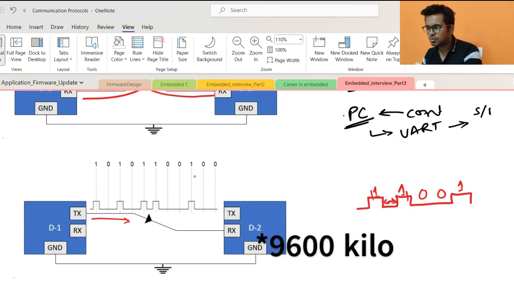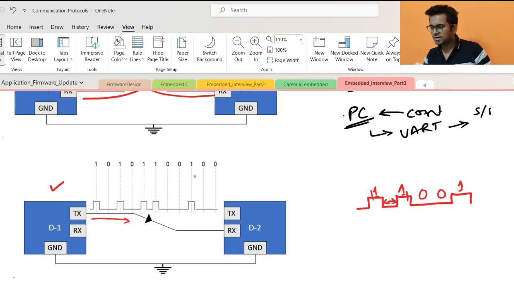And both the devices will be at the same baud rate, both of them will be working at 9600 baud rate, otherwise the data will never get matched. At that time, you know at what interval you will be receiving data. So you will look into this TX line or the RX line from this end, from the D2 end, and you will start capturing the data. So this is how it works.